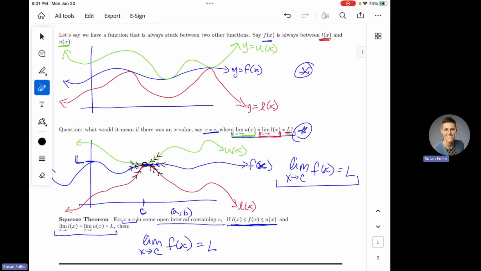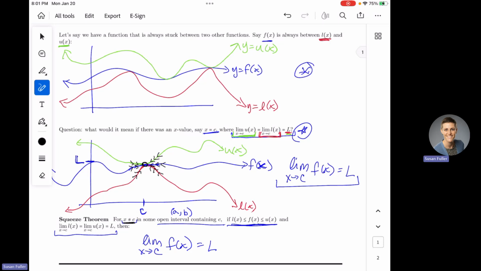So whether that point is open or closed doesn't matter. This is going to hold. That's why x does not equal c is here. It could be an open circle there. It could be a closed circle. Either way, these two functions are going to squish that middle function and force the limit to be the same there.